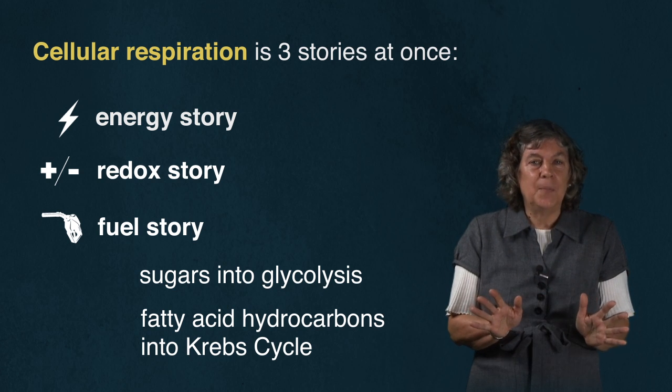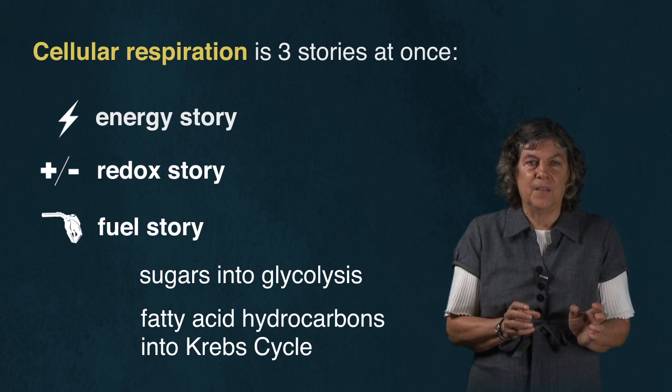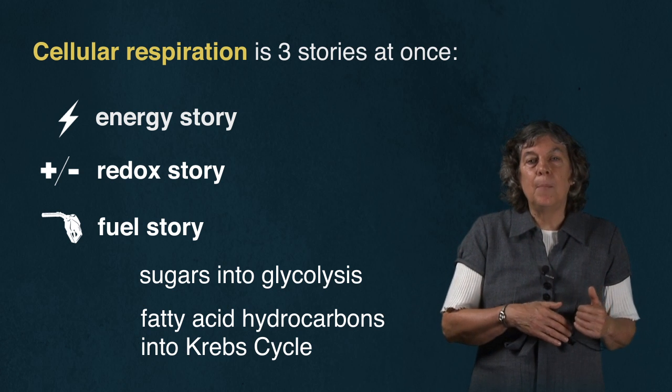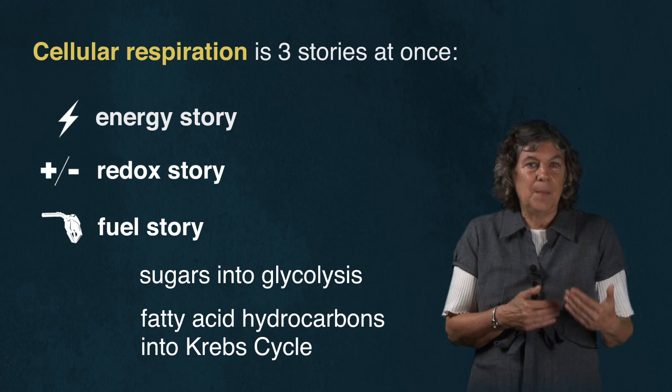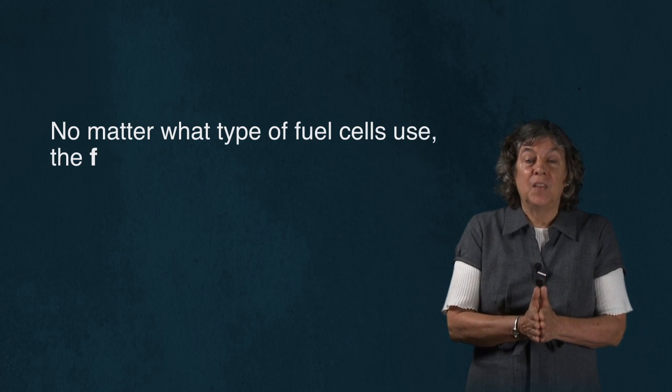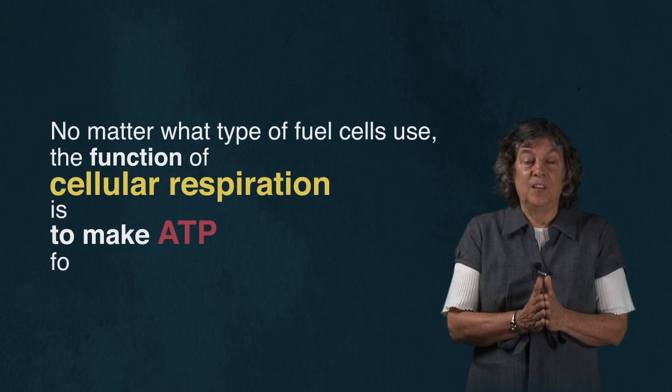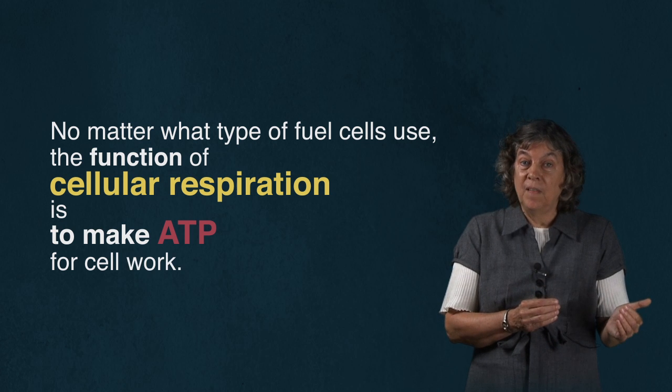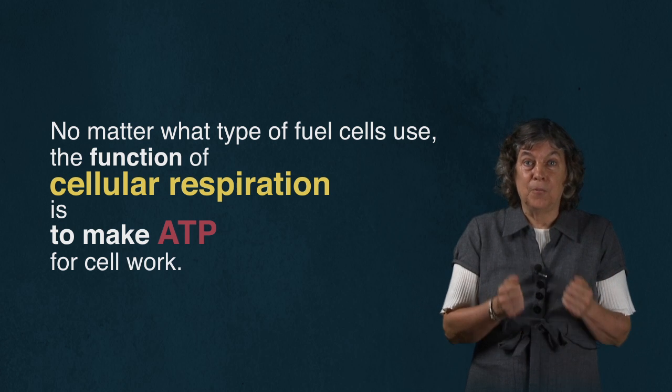The use of different types of fuels is regulated by the cell, so under some conditions they metabolize glucose, and on others they metabolize the hydrocarbon chain in fats and oils. No matter what the initial fuel is, the result of cellular respiration is the production of ATP by phosphorylation in energy-coupled reactions.